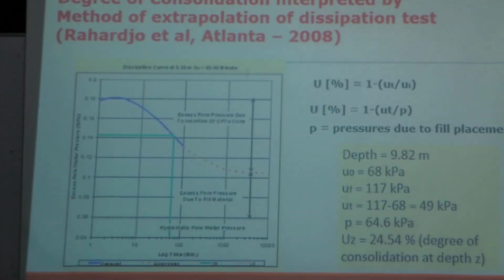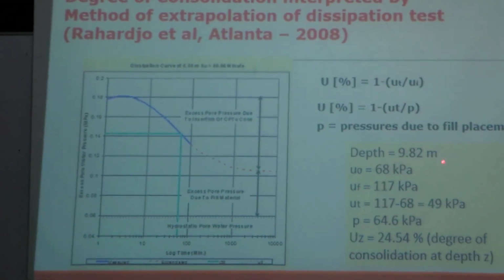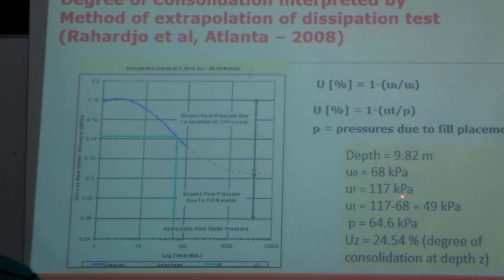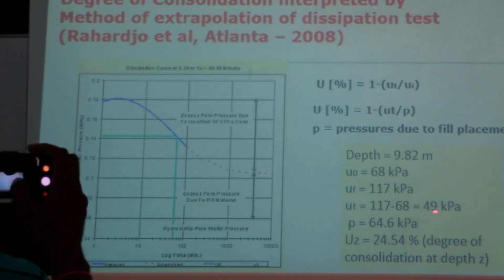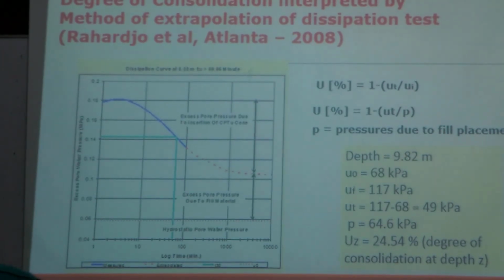This is an example. Usually you have to extrapolate using a curve. Let's say this is at 9.82. U sub 0 is 68 kPa, U sub F is 117, so delta U is 49 kPa. This is the excess compression. Imagine if you have this kind of excess compression, that is 5 tons per meter square. You have a sheet pile, and you calculate only hydrostatic. What happened? This compression will push your sheet pile, and then it collapses because of this.